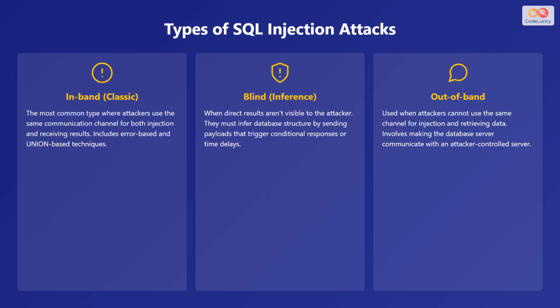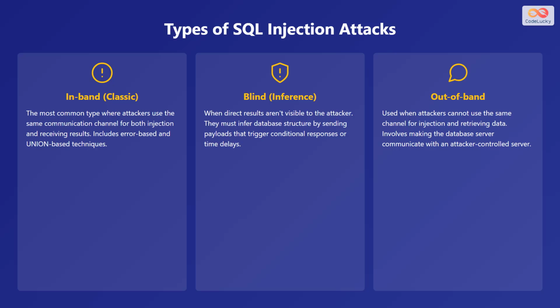There are different types of SQL injection attacks. The first one is inbound, also known as classic SQL injection. This is the most common type. Attackers use the same communication channel for both injecting the malicious code and receiving the results. This includes error-based techniques, where the attacker relies on error messages from the database to gain information, and union-based techniques, where the attacker appends a union select statement to retrieve additional data.